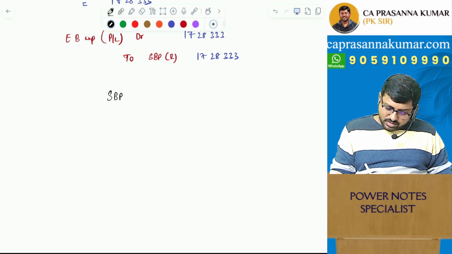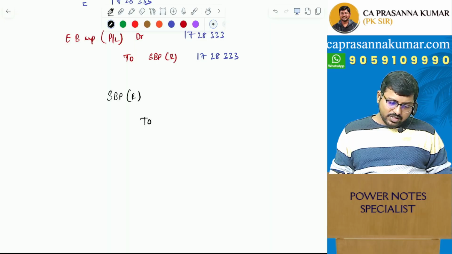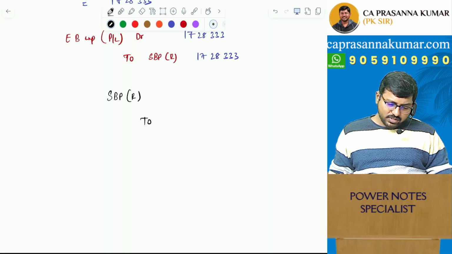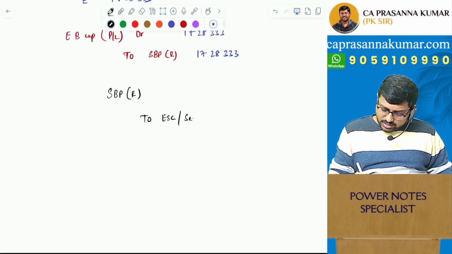Share based payment reserve, SBP reserve, you have to debit. To equity share capital and securities premium. Is the face value given? Face value, I don't think it is given. So if face value is not given, what will we do? To equity share capital / securities premium.